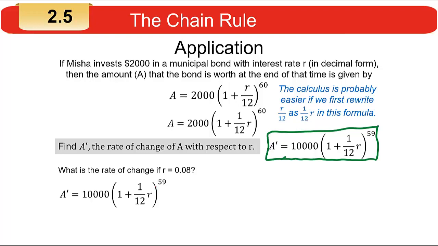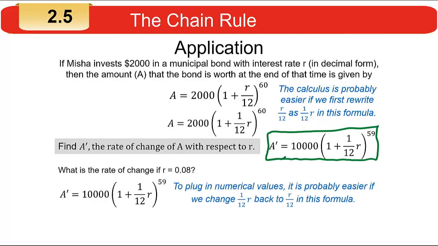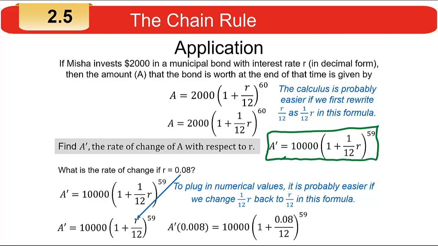Now, just as I said earlier, I thought it was easier to take the R divided by 12 and write it as 1/12 R. I now think it's easier to take it and put it back. Again, you don't have to. You can do the calculation with it just as it is, but I think the calculation's easier if you just put it back the way it was. Multiplying by 1/12 is the same as dividing by 12. If you plug the 0.08 in now, I think you'll find it easier.